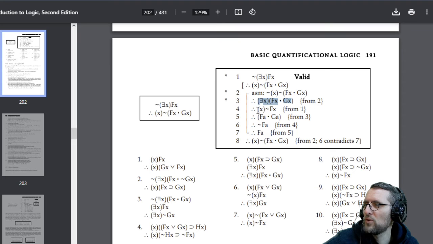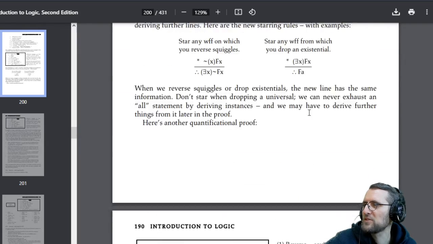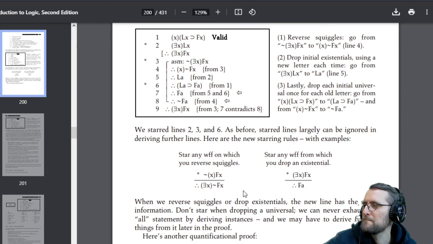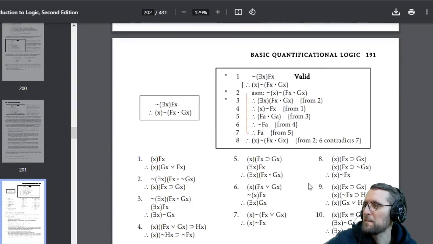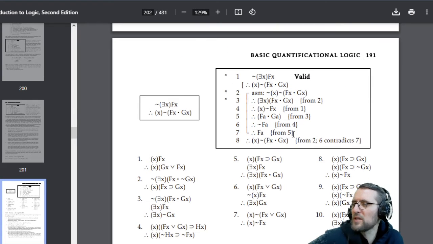So, and then in the fourth line, what do we do now? We derive from 1. And what do we derive from 1? For all x, it is true that not Fx. Do we have to star off for that reason? Now I have to look up again. I don't see why we star off line 1. Maybe we star that off later.